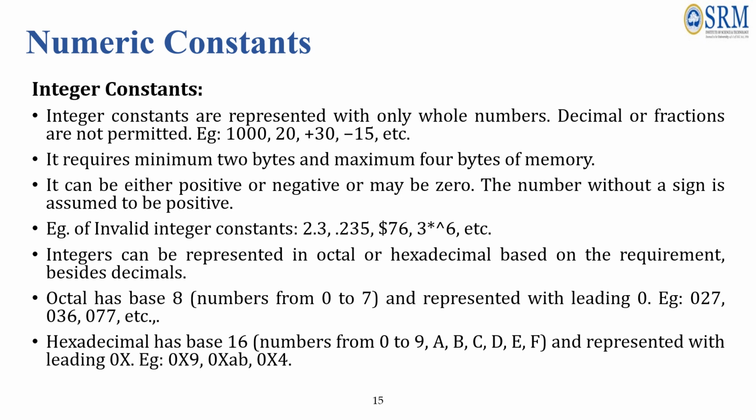Hexadecimal numbers are numbers with base 16, and they usually range from 0 to 9, and the letters A, B, C, D, E, F represent 10, 11, 12, 13, 14 and 15 respectively. These are represented with a leading 0x. So whenever a number has a leading 0x, it states that the number is a hexadecimal number.